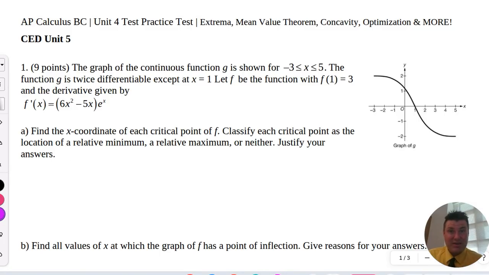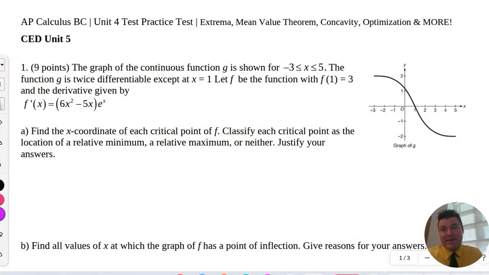For my class, I call this Unit 4. If you're doing this in any other class around the country, this is CED Unit number 5, which is going to cover anything to do with extrema. Mean value theorem is covered in that as well, and anything with curve sketching, not the actual sketching itself, but the increasing, decreasing, concavity, points of inflection, critical points, anything like that is covered in this video. So let's get rocking and rolling.